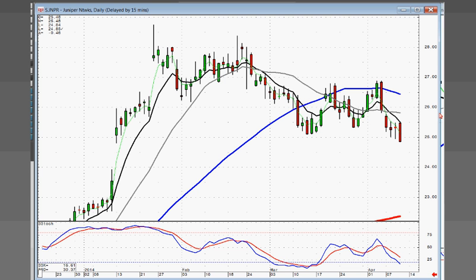Yeah, the T-line is the 8 exponential moving average. Very simple technique: if you see a candlestick sell signal and a close below the T-line, the probabilities are pretty strong that you're going to stay in a downtrend until you see a candlestick buy signal and a close back up above the T-line.